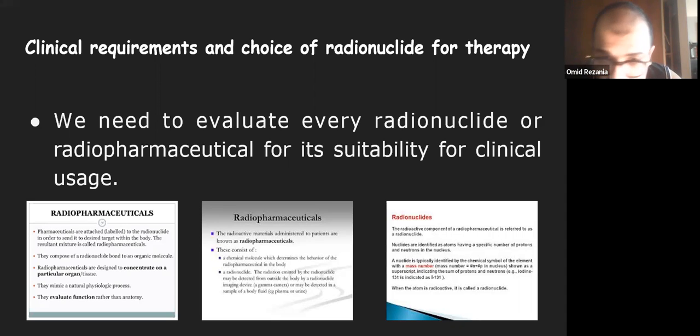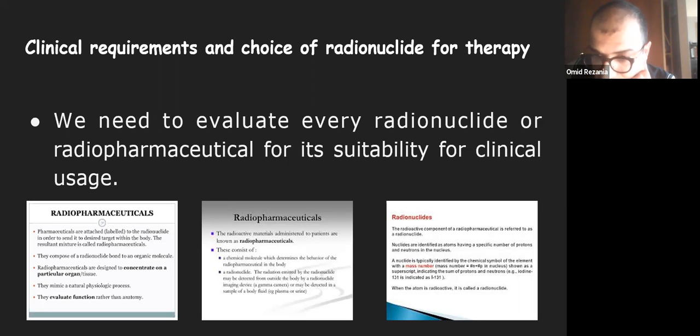That's the radionuclide. The radioactive component of radiopharmaceuticals is referred to as a radionuclide. Nuclides are identified as atoms having a specific number of protons and neutrons in the nucleus. A nuclide is typically identified by the chemical symbol of the element with a mass number, where the mass number equals the sum of the number of neutrons and the number of protons in the nuclide. It is shown as a superscript indicating the sum of the protons and neutrons.